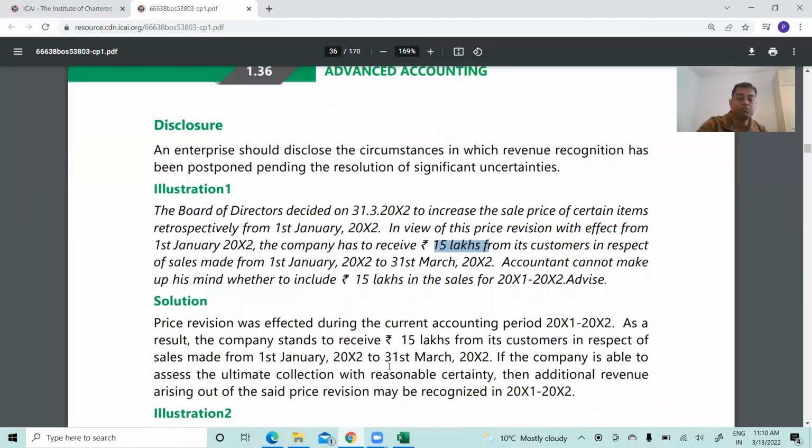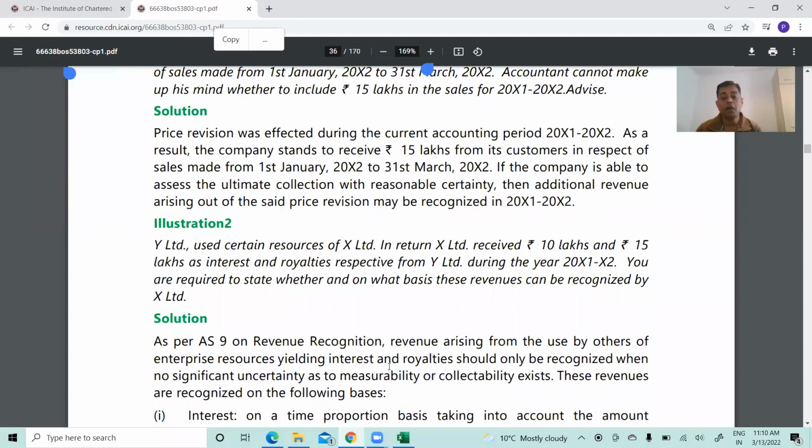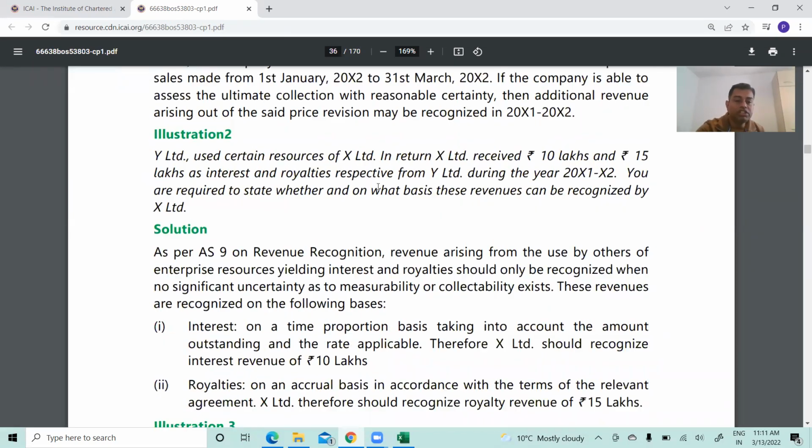Same answer here for question number 1. All of you read question number 1 yourself. Answer to question number 1. All of you read it yourself. If the company is able to assess the ultimate collection with reasonable certainty, once there is reasonable certainty that customers will repay, then recognize. That's all. So Manoj, read question number 2.